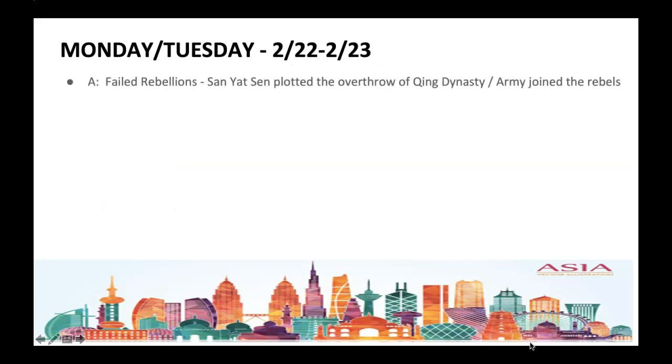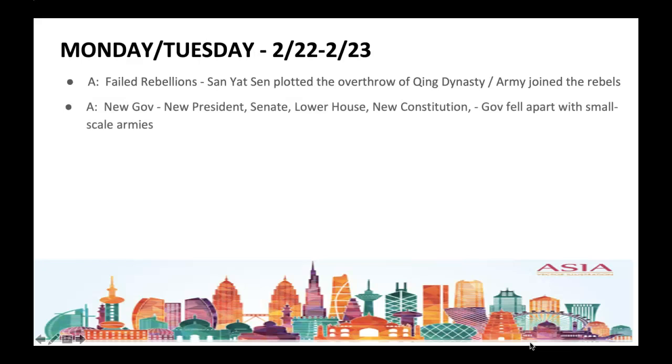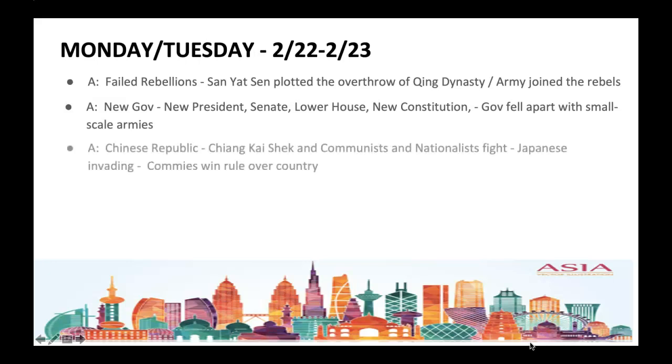Number 1, a series of failed rebellions proved to be problematic for Chinese stability. Sun Yat-sen plotted to overthrow the Qing dynasty, which was ruling at the time, and army rebels joined them too. Of course, this would create the perfect storm for rebellion and dissent for the Chinese government. A new government was actually designed and implemented with, technically speaking, a new president, a senate, a lower house, and a new constitution. Although these things sound good, this government fell apart with small-scale armies rising up in different pockets of China. So even though this government tried to consolidate power, there would prove to be different types of people who would try to rival it.